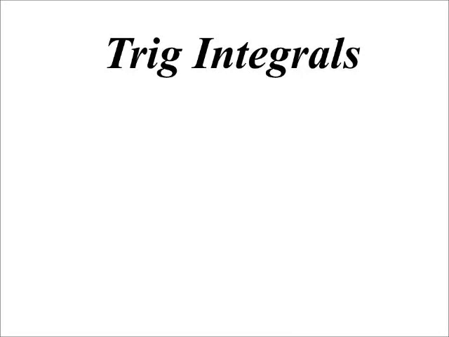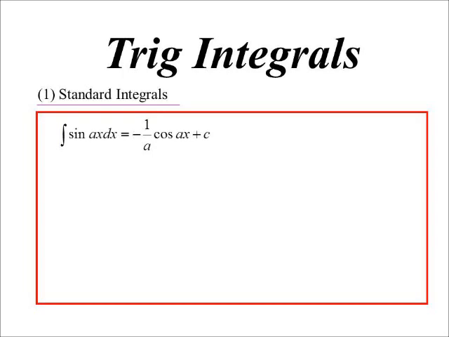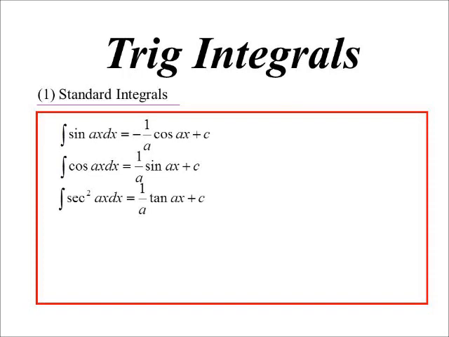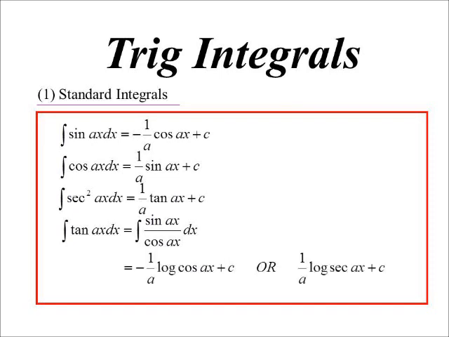So how do we handle trig integrals? Well, we've got our standard integrals that we already know. So sine goes to minus cos, cos goes to minus sine, sec squared goes to tan. Tan, remember, could be written as sine on cos, which gives you minus the log of cos or the log of sec, depending on what you prefer.